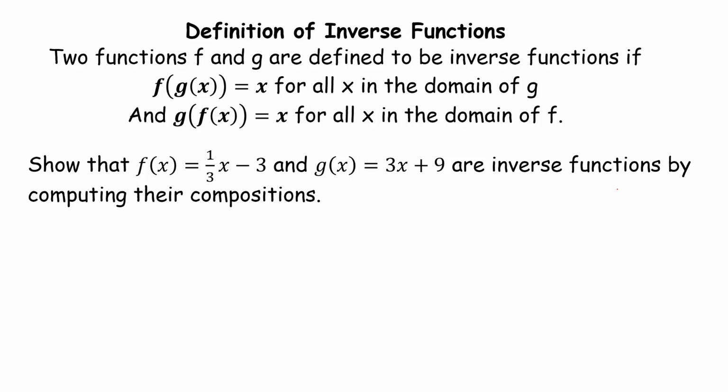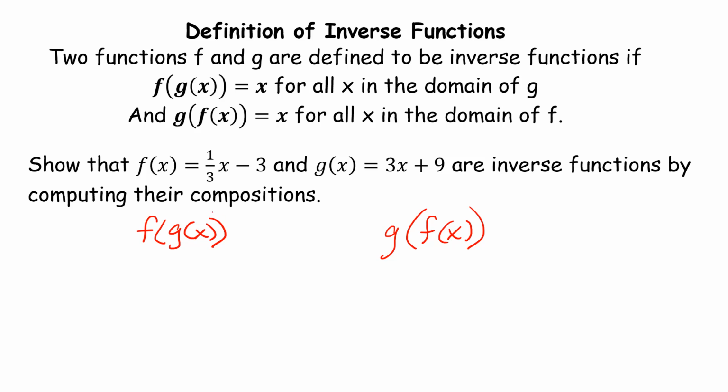So, all right, show that f of x equals 1/3 x minus 3 and g of x equals 3x plus 9 are inverse functions by computing their compositions. What we're going to do is f of g of x, see what we get for that, and then g of f of x and see what we get for that.